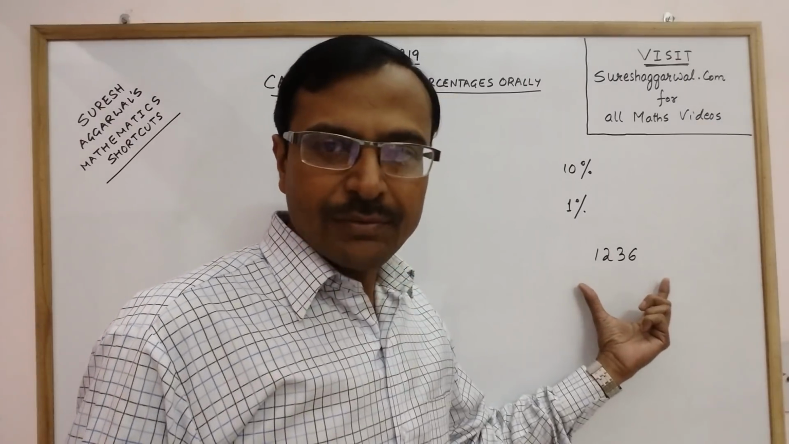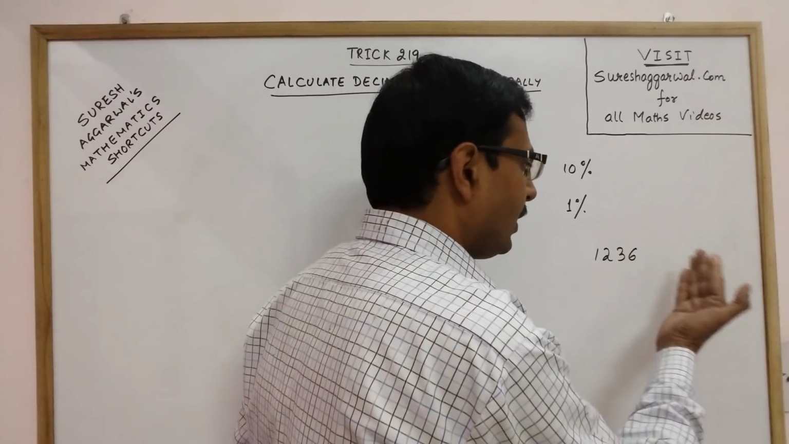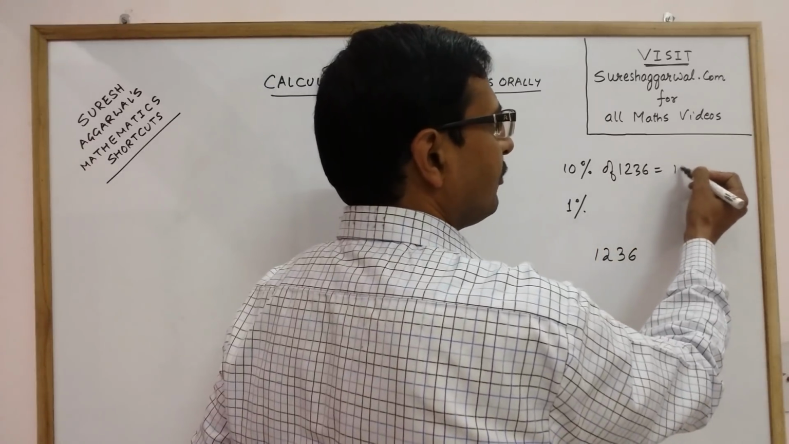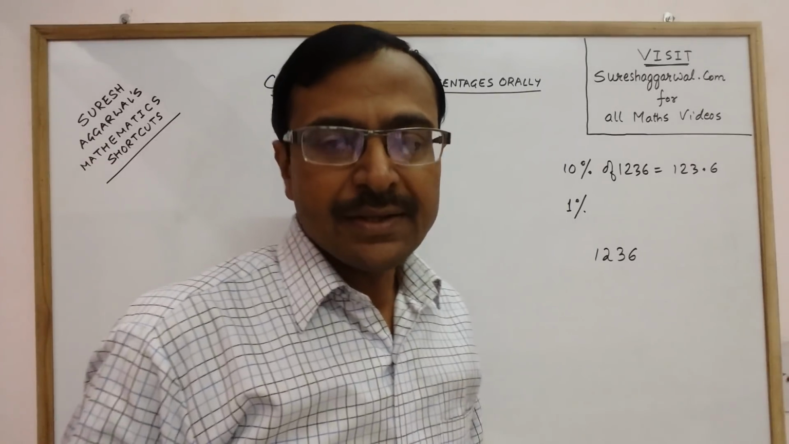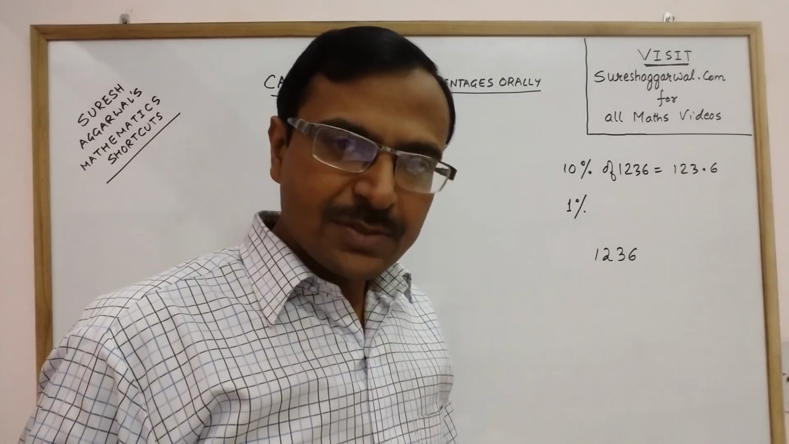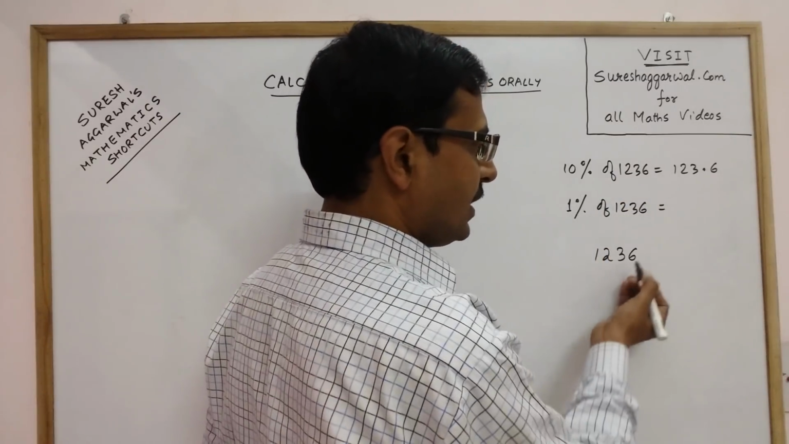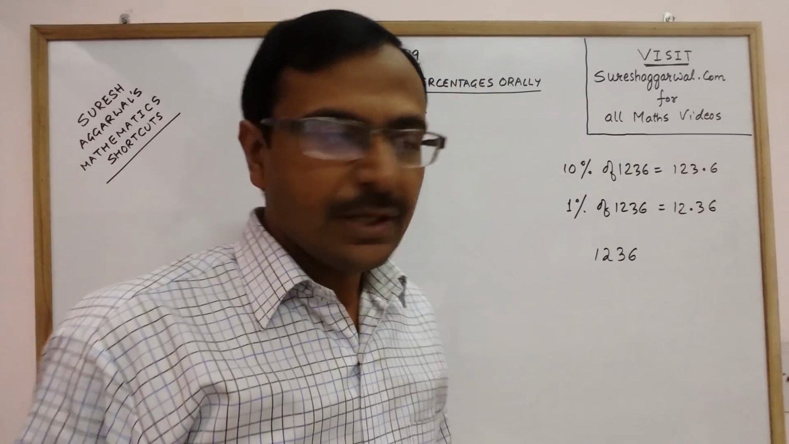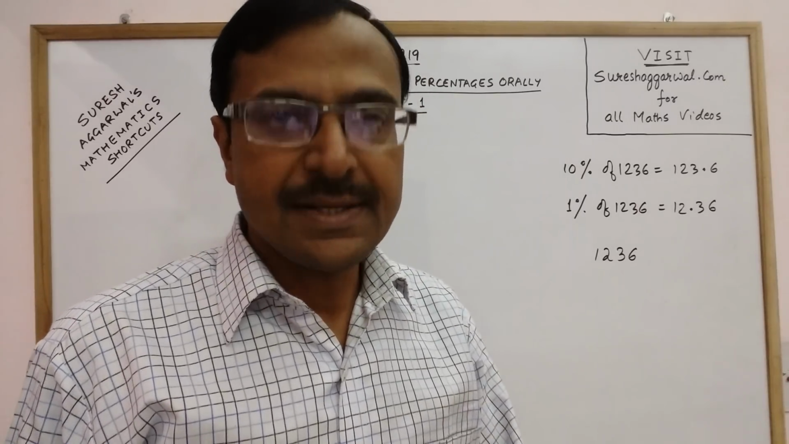For finding 10% of this number 1236, you just need to put a decimal one digit from the right side. So 10% of 1236 will become 123.6. So this is one concept. And the second concept, finding 1% of a number. Now you just put a decimal two digits from the right side. So 12.36. So you don't need to calculate actually 10% and 1%. You just need to know where you have to put the decimal.